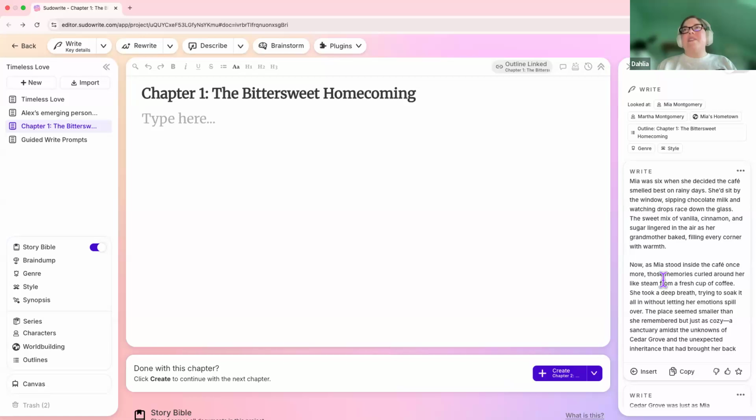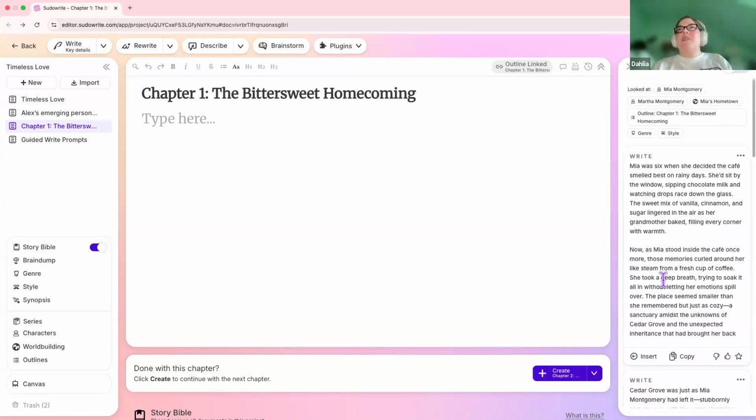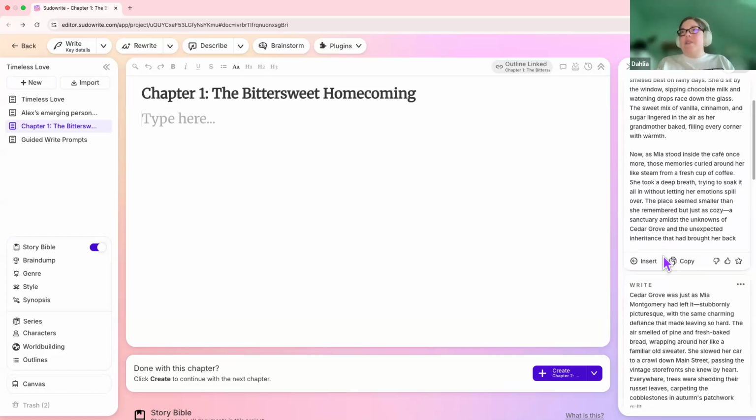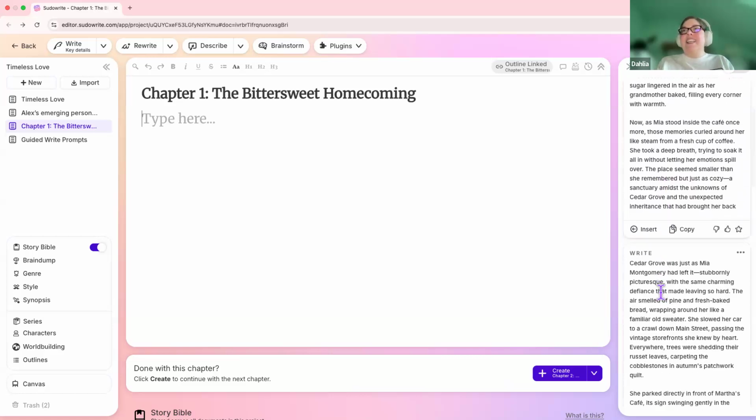And then it gave us a variation of different cards. The first is: "Mia was 6 when she decided the cafe smelled best on rainy days. She'd sit by the window, sipping chocolate milk and watching drops race down the glass." That's nice. Oh, I like this one.